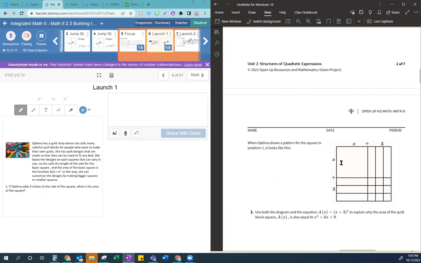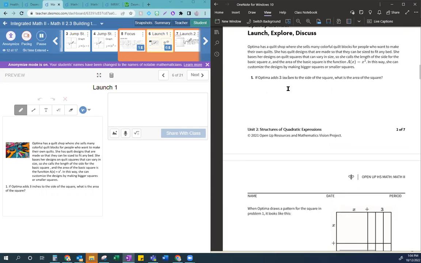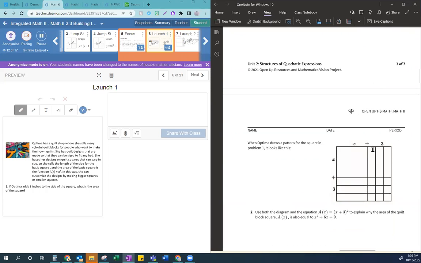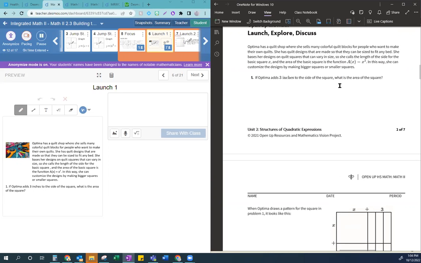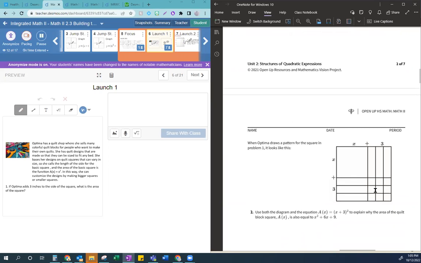Remember that this is your basic square block, and then they asked you to add 3 inches. What is the area of the square? So she goes like this: here's 1 inch, here's 2 inches, there's 3 inches, and this is what it actually looks like. What's the area of that square? How do you find the area of a square? Reminding you that the area of a square is length times width, or side squared.